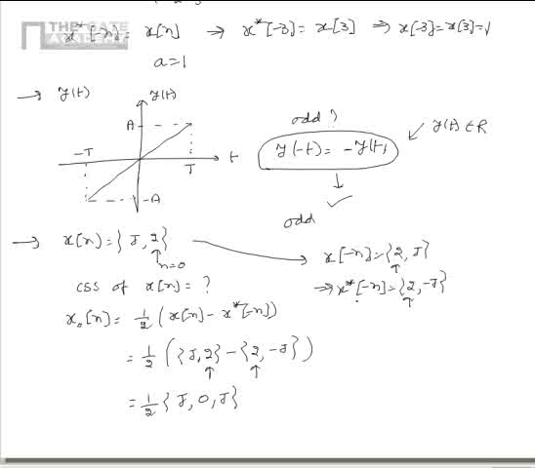Sorry, there is a mistake here. We know that x star of minus n is given as 2 comma minus j. So this would be equal to, yeah, correct. So the odd component of the signal is given as half multiplied by j comma 0 comma j. So this is the conjugate skew symmetric part of the signal.